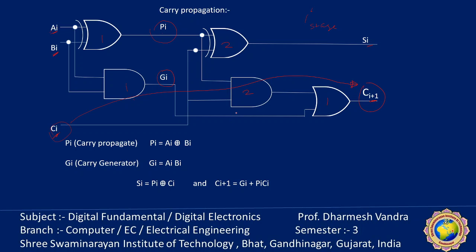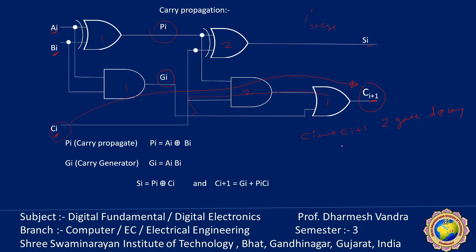Propagated through AND gate and OR gate. Okay, this is propagated through AND gate and OR gate, which consists of two gate levels. The carry input CI to CI plus 1 has two gates delay.